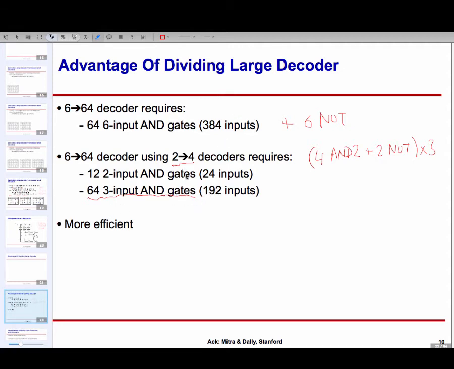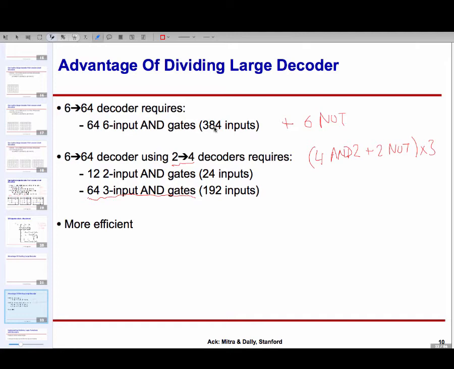Now I mentioned in a previous lecture that the cost of a gate is proportional to the number of inputs in it. So you can count the total number of inputs these gates have. In the first strategy, I have 384 input lines. In the second strategy, I have 24 plus 192. We are ignoring NOT gates, that tiny part. But as you can clearly see, this second strategy is cheaper in terms of overall cost than the first strategy.